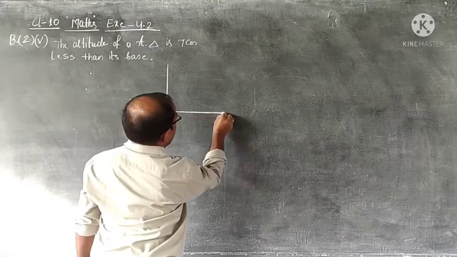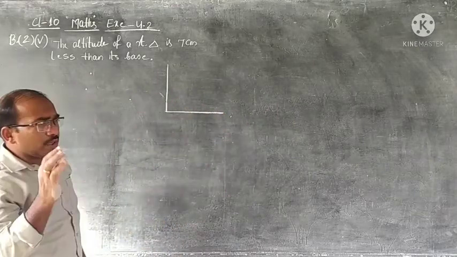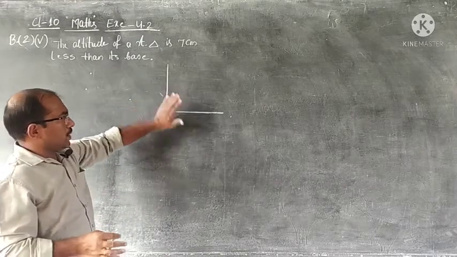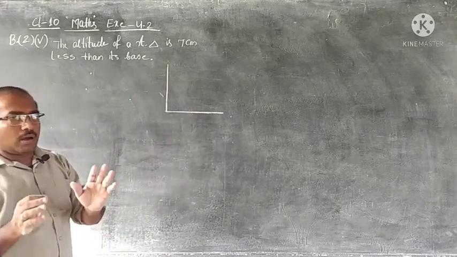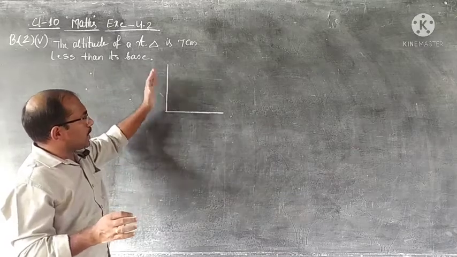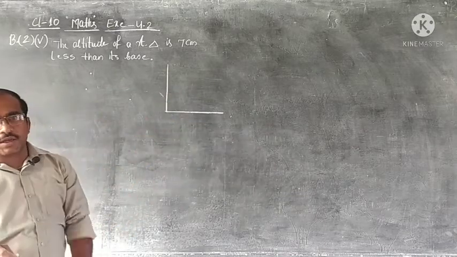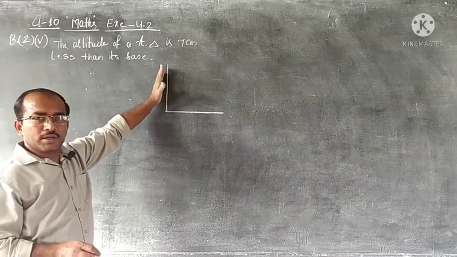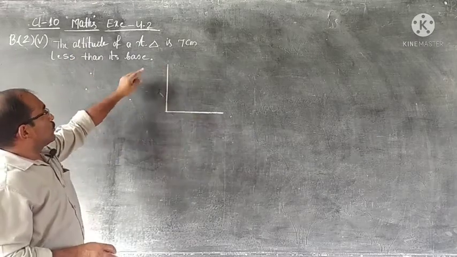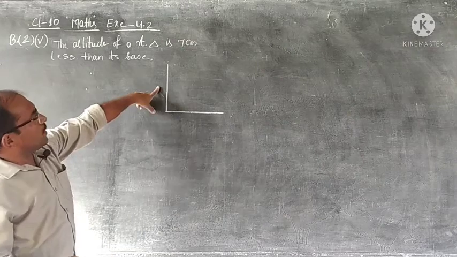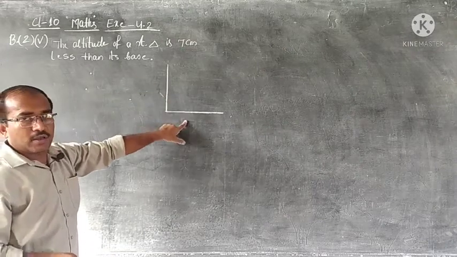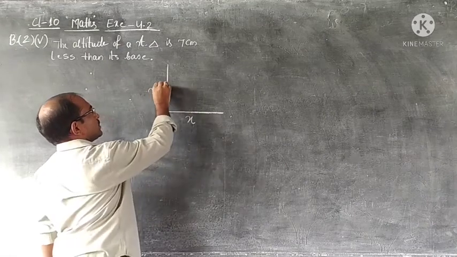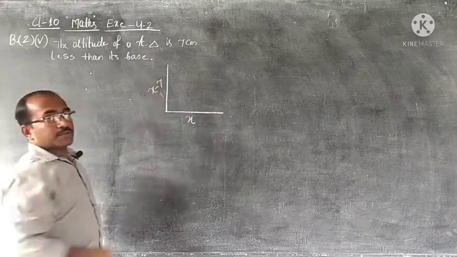So by reading this sentence, what do you feel? Which side will be longer or shorter? I am asking in that sense. If we consider this side as altitude and this as base, the altitude is 7 cm less than base. That means if base is x, the altitude is 7 cm less.